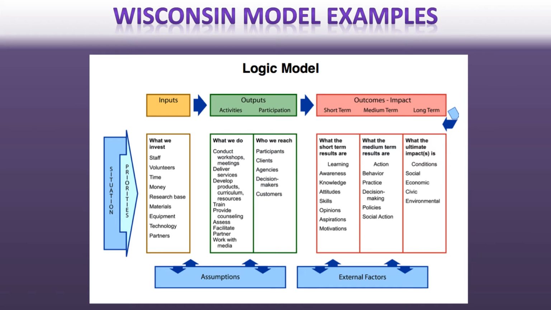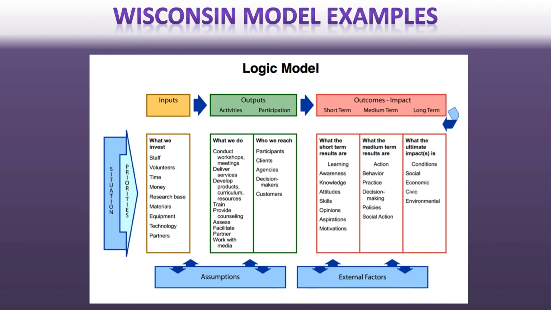So here is just an example of the inputs, outputs, and outcomes for a logic model. All right. So you can look down this list, and inputs are essentially what we invest. So staff, volunteers, time, money, etc. Outputs are the activities that we do, and these are the things, the projects that we're taking on with our program. So workshops, trainings, facilitation, communications, other things that we're doing in our project.